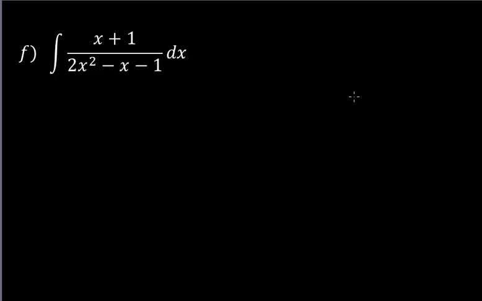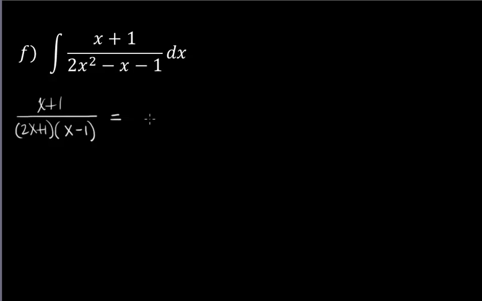In this problem, we see a rational function as the integrand. A rational function is the quotient of 2 polynomials, and in that case, we first check to make sure it's proper. The degree of the top is 1, the degree of the bottom is 2, so it is proper. The degree of the top is less than the degree of the bottom. So we try to factor the bottom, and we see that this is x plus 1 over 2x plus 1 times x minus 1, factoring.